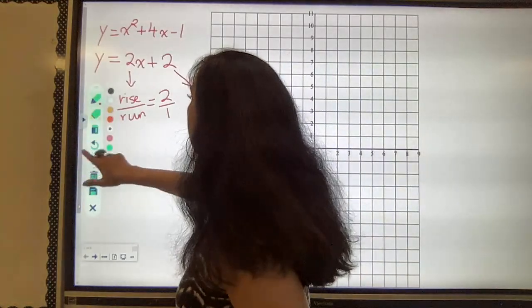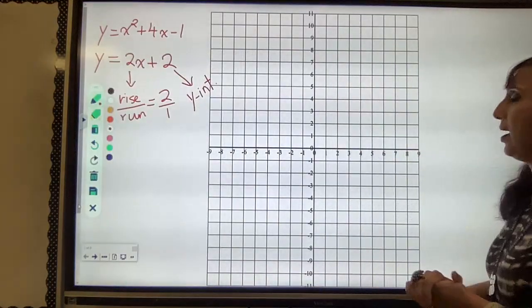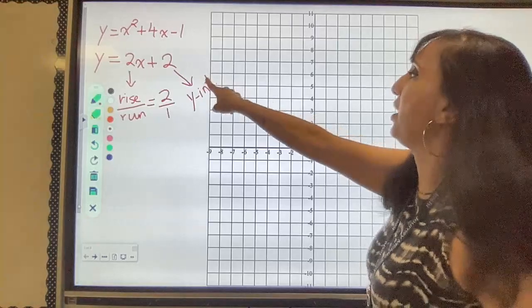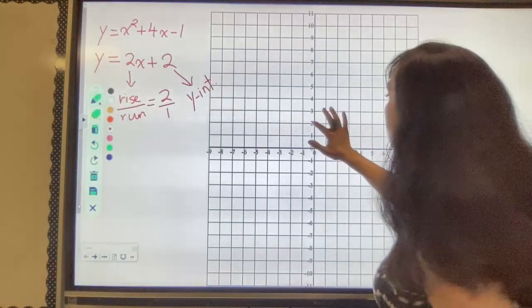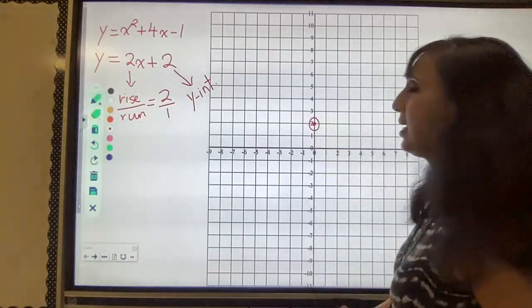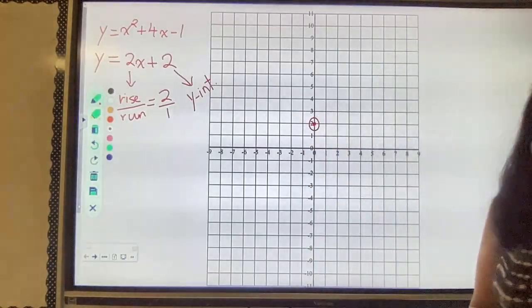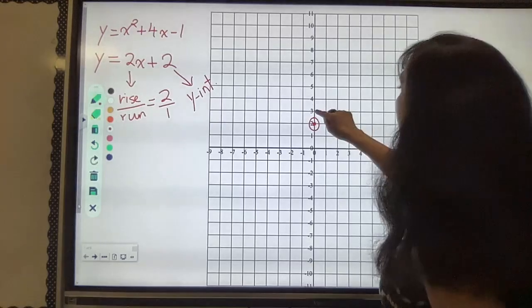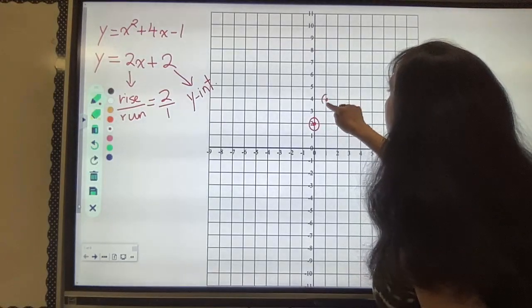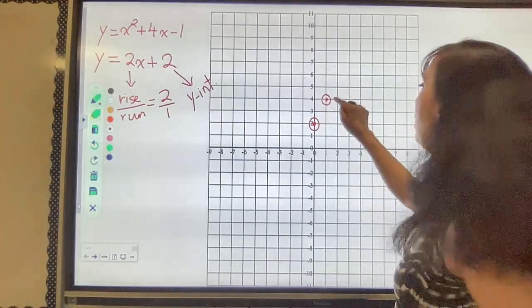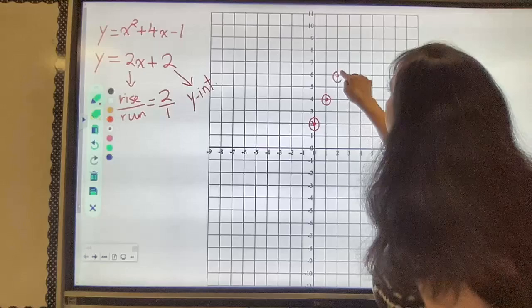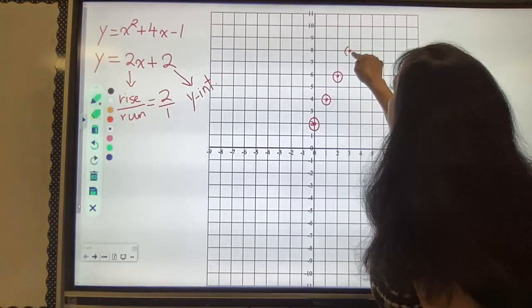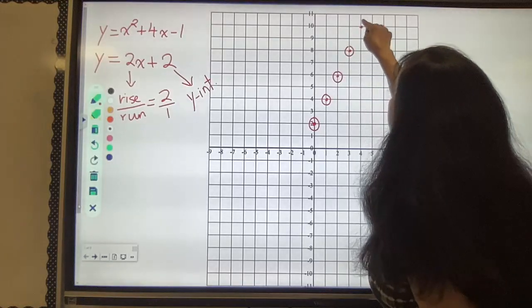Okay, so I'm going to go ahead and plot my linear equation, and I can use red for that. I know that my y-intercept is 2. So (0, 2) is my y-intercept. And then it is saying that it is going to rise 2 and the run is 1. So I go up 2, over 1, and I'm just putting all the points based on the linear equation.